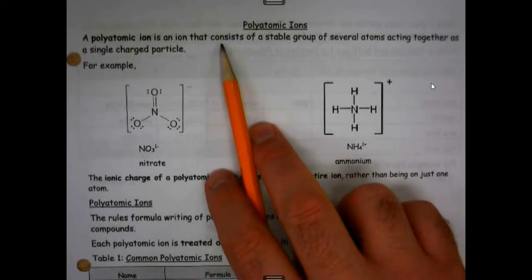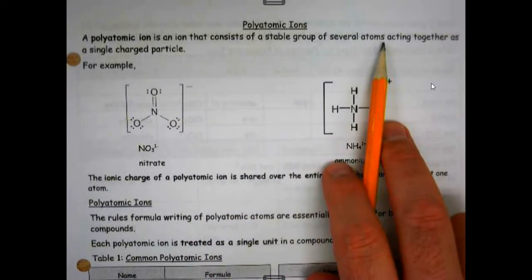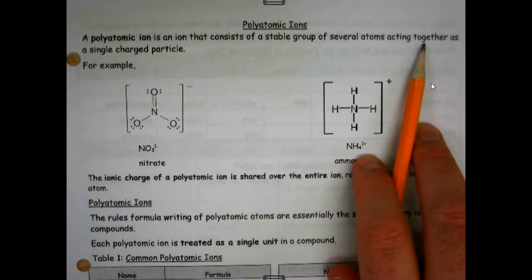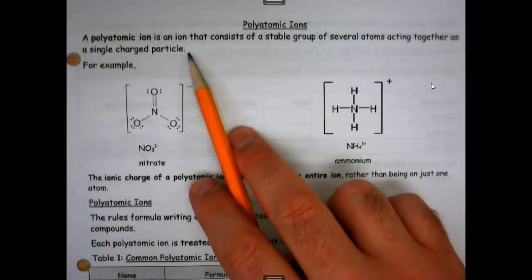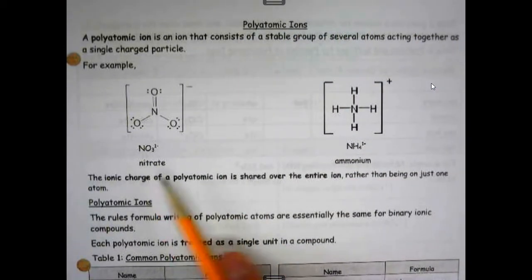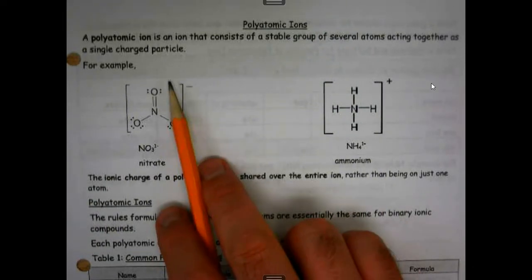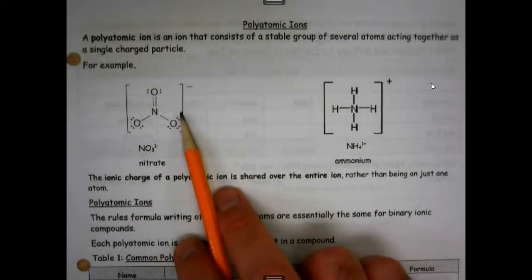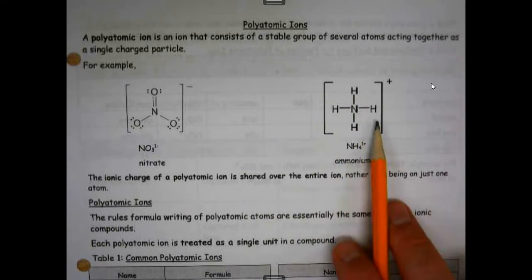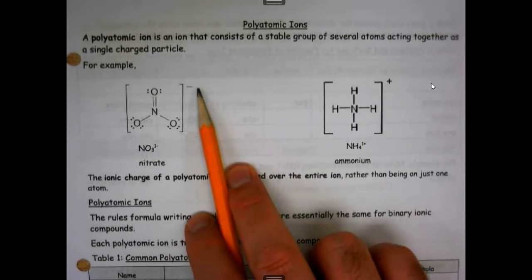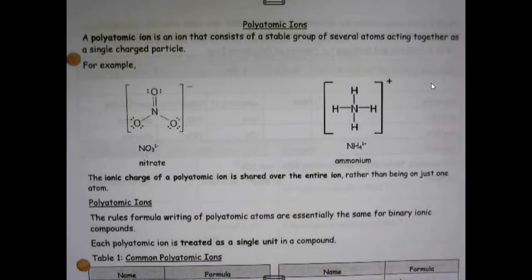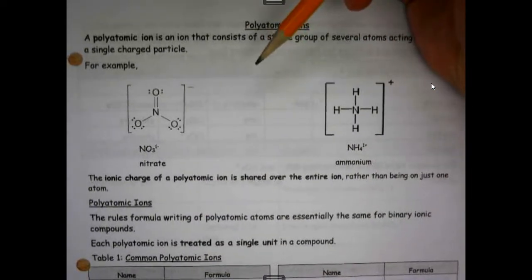What they consist of is several atoms that act together as a group, but collectively they have a single charge on them. For example, you can see nitrate and ammonium at the bottom here. This is the group that makes up nitrate, this is the group that makes up ammonium, and collectively as a whole they have a charge. Now, what's interesting about all of these is that they're actually types of molecules.